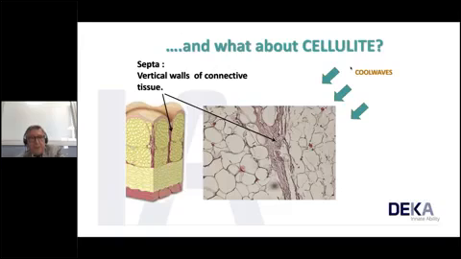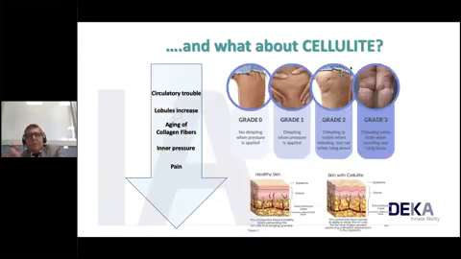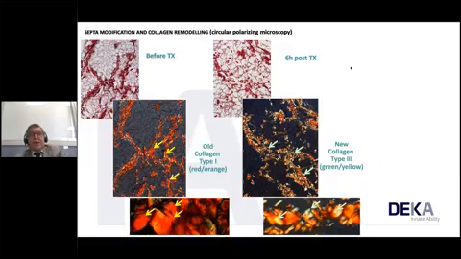Why? About cellulite, we know that it is characterized by vertical septa and vertical walls of fibrotic connective tissue. But after Coolwaves, we can have an improvement, especially in grade 1, 2, and 3, and less in advanced grades of cellulite, for the reason that I explained before. And you see another interesting image that I thank once again Professor Caligaro.